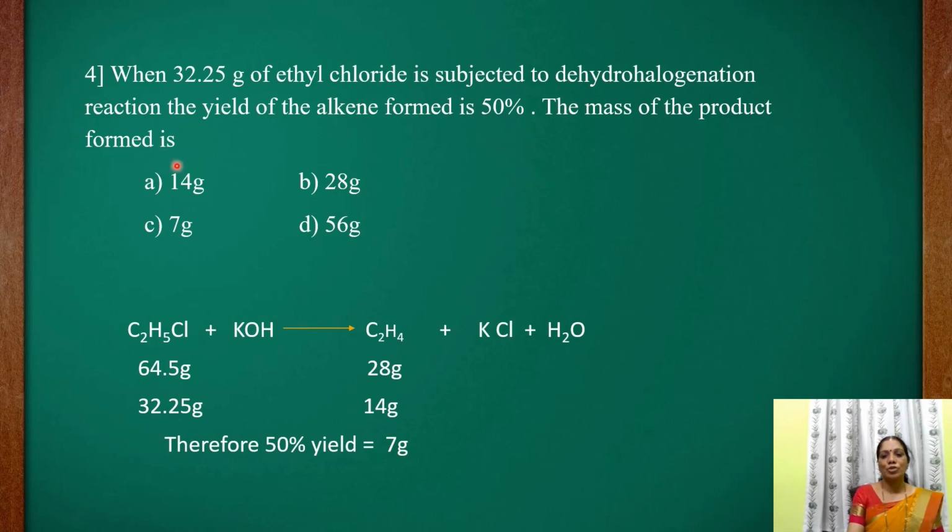Question, you have followed now? 32.25 grams of ethyl chloride is subjected to dehydrohalogenation reaction and it produces an alkene. The percentage of the product is 50%. Therefore, what is the mass of the product formed? Just follow the explanation properly.